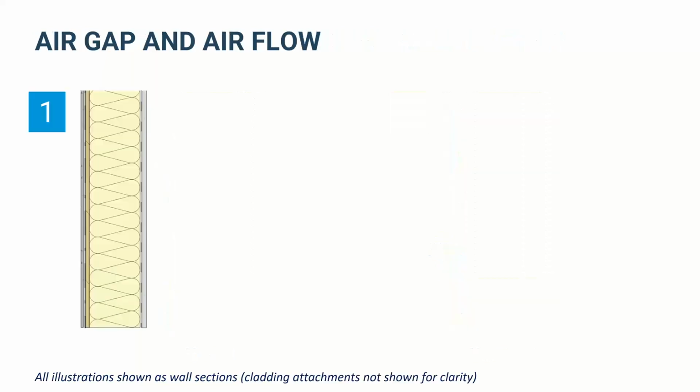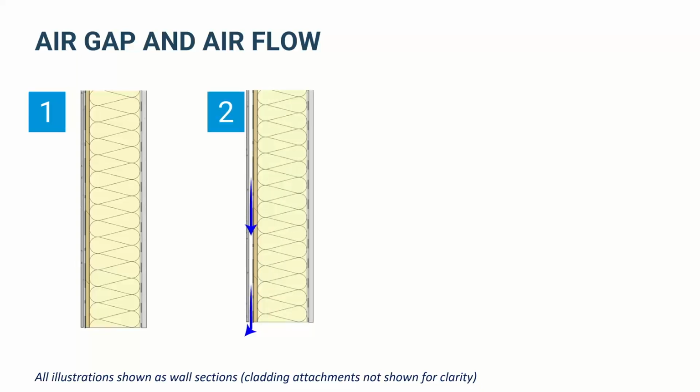And we should talk about the actual size of the cavity you need. Right, so this is a common question we get all the time: how big of a gap do we really need? Well, number one would be no gap. That's just the cladding directly fastened to the wall. So that's not what we want. That's no drainage, no airflow.